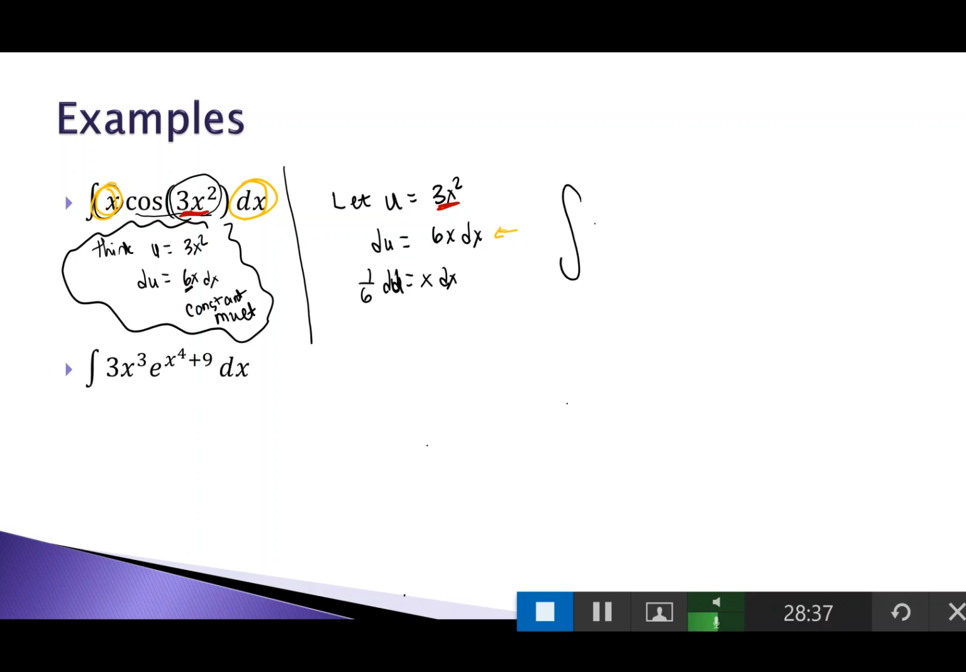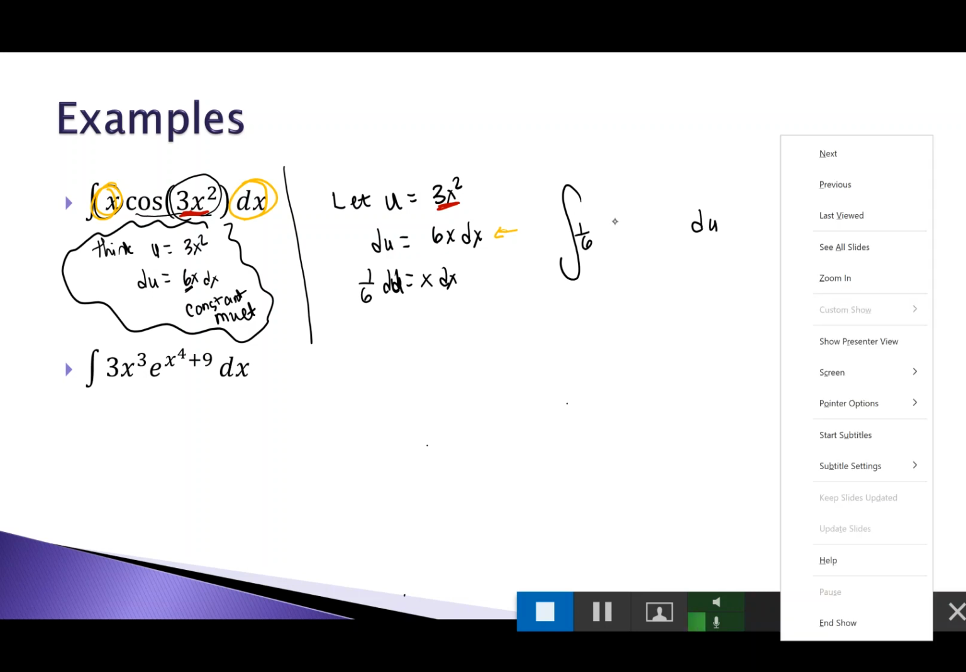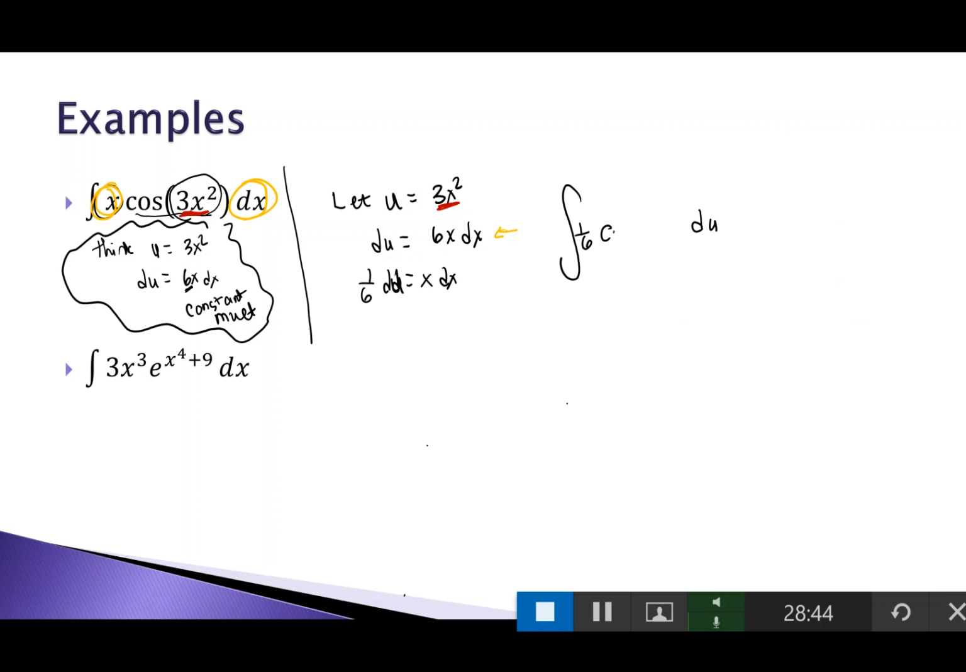So the x and the dx will turn into a 1/6 du. The cosine just stays a cosine. And the 3x squared turns into a u. And now I have something that I can integrate. That'll become 1/6 sine of u plus c. And my final step is I substitute back.